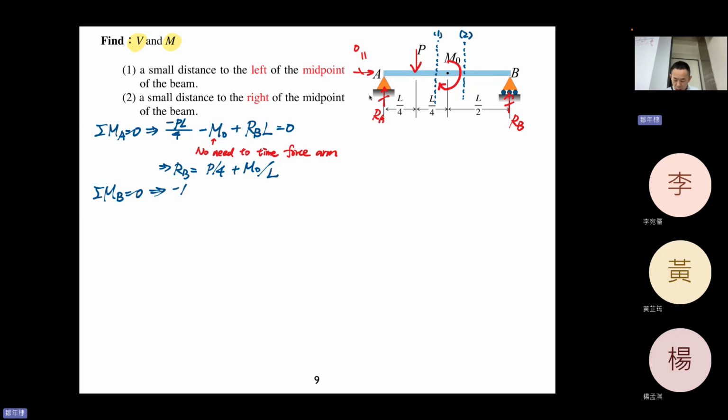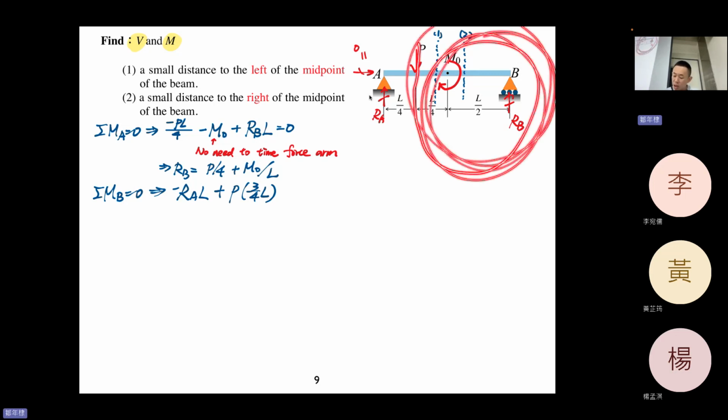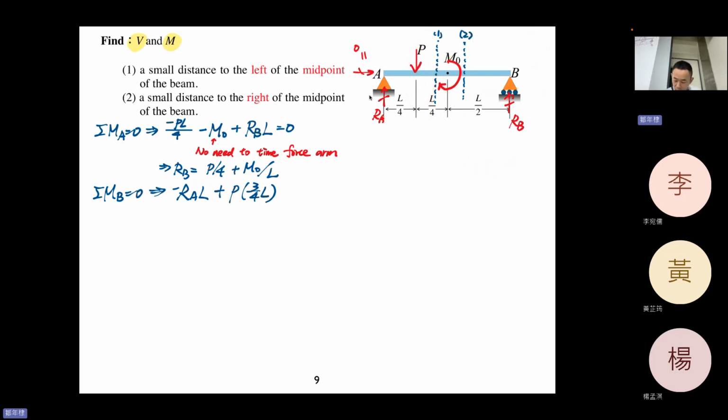RB minus RA L. Why minus? Because RA goes upward, we assume that is positive, so upward becomes clockwise, so it's minus. And plus P times 3/4 L, this is the force arm. This one goes downward to B, which is counterclockwise. It's positive. And still minus M0 because this is clockwise.